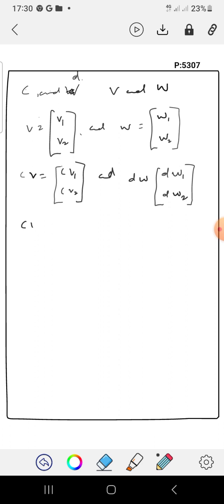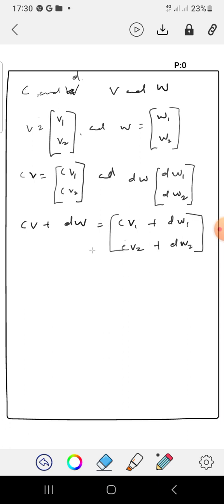So CV plus D omega becomes CV1 plus D omega 1 and CV2 plus D omega 2. So I'm going to ask you a quiz question. Is CV plus D omega a vector? Okay, answer that question. List out all the questions I'm asking you, solve them, and send the answers to me.